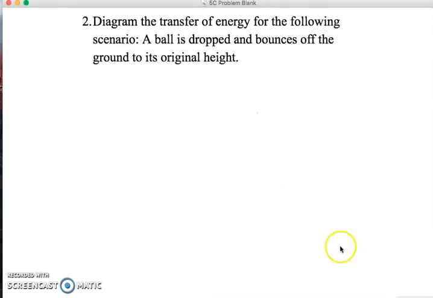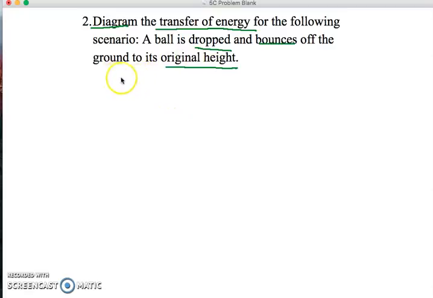Sample problem. Before I go through it, make sure you're attempting the problem first. You're not reading articles online, and you're not just waiting for me to stop talking so you can copy it down. Make sure you're attempting it first. This problem asks you to diagram the transfer of energy, or really the conversion of energy, for the following scenario: a ball is dropped and bounces off the ground to its original height.